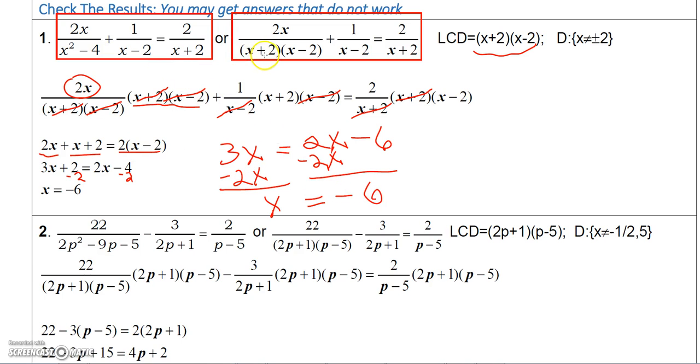And remember, x can't be 2 or negative 2 because it would have made those denominators 0. But I did not get 2 or negative 2. I got negative 6. So that answer does work.